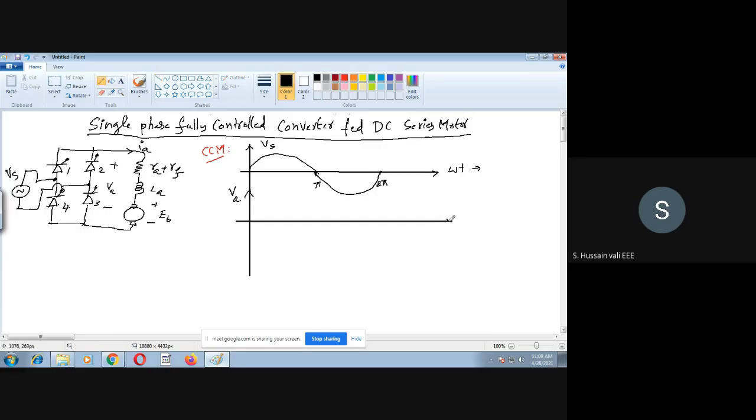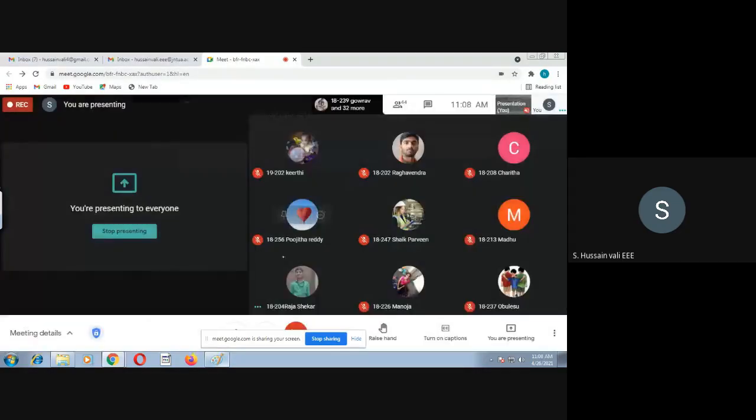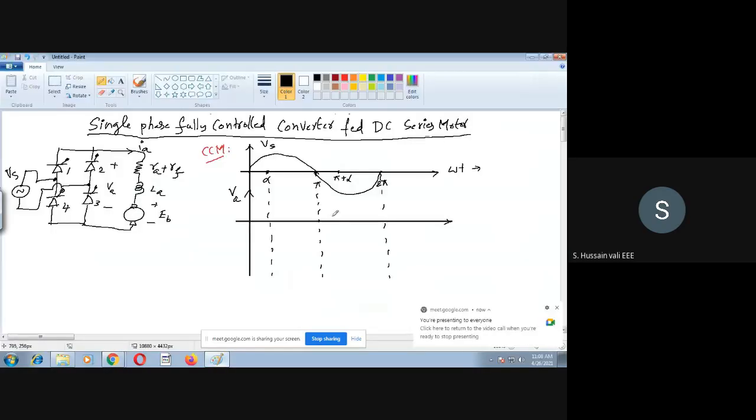You see here is pi. This is 2 pi. Then you have a firing angle alpha, just like the case of the previous topics. So you have alpha, and then here you have pi plus alpha.